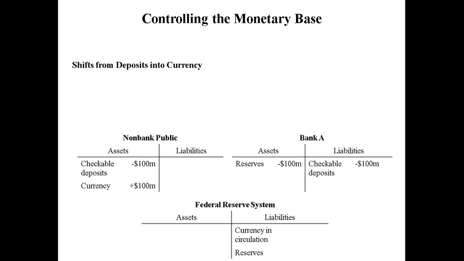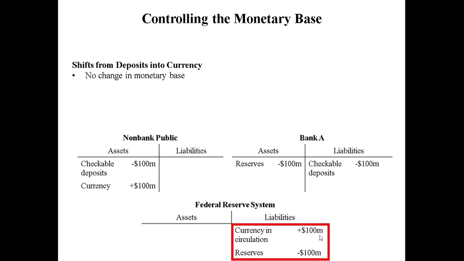For the Fed, because reserves fell by $100 million at Bank A, and that's considered an asset for Bank A, it's considered a liability for the Federal Reserve System, so it sees its reserves drop by $100 million. But it sees its liabilities for currency in circulation increase by $100 million. So there's no change in net worth of the Fed, there's no change in the net worth of Bank A, and there's no change in the net worth of George Jetson.